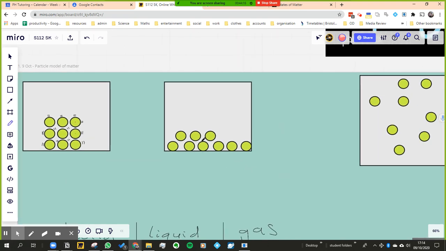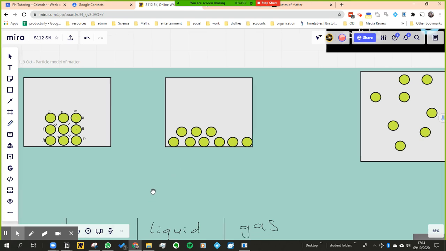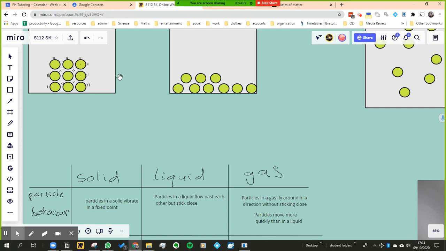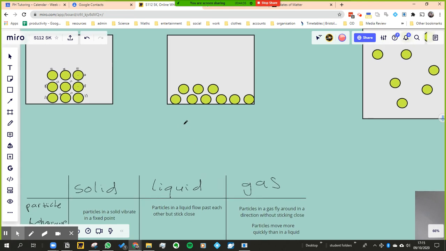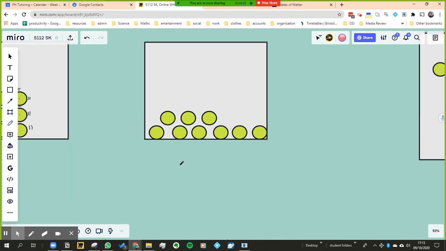So in a liquid, we have them still relatively close together, but this time they're not arranged in any particular pattern. How do they behave if we were to watch them? They don't just sit still like they do in a solid. They flow past each other, but they stay close. So they stay as one big group, but they can still flow by each other.